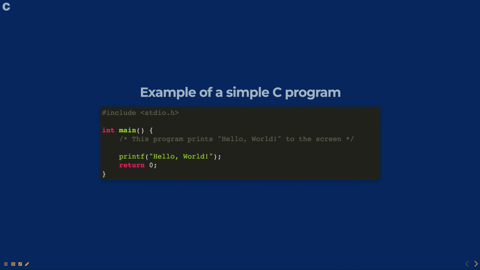The printf function is used to print a string of text to the screen. The return 0 statement is used to indicate that the main function has completed successfully. The comments are used to explain the purpose of the program.